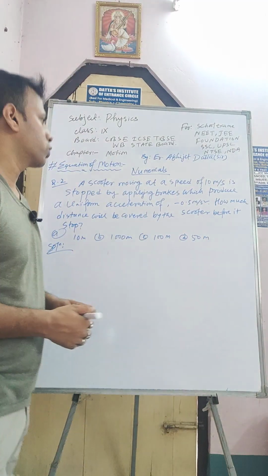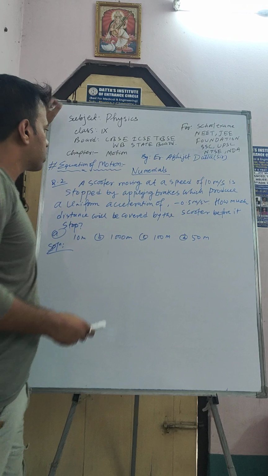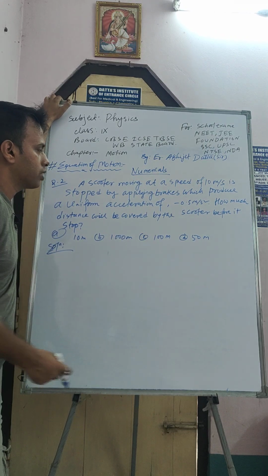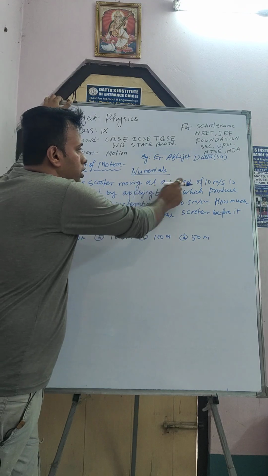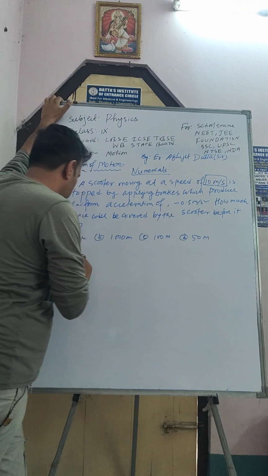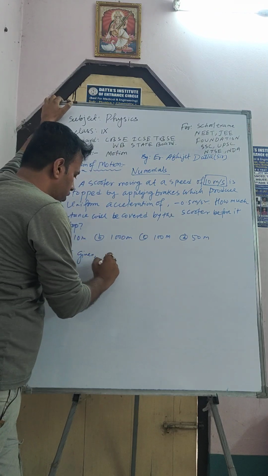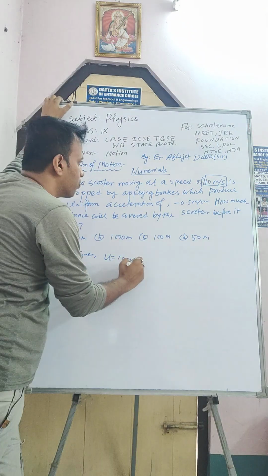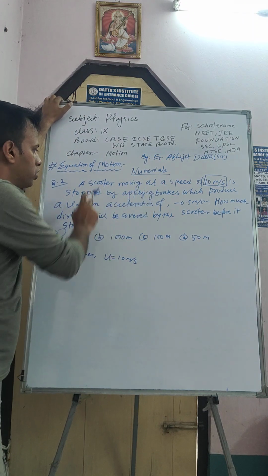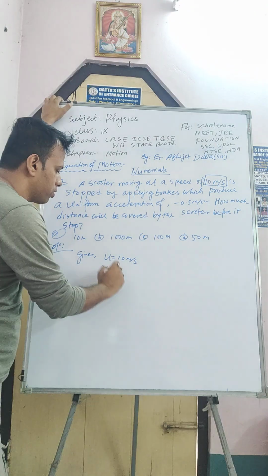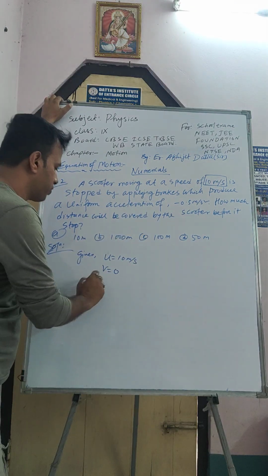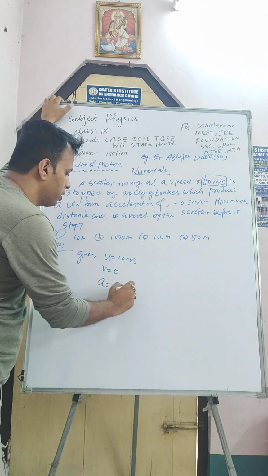So students, our next question is question number 2. A scooter moving at a speed of 10 meter per second is stopped by applying brakes. That is, a scooter is moving at a speed of 10 meter per second, and this 10 meter per second is what, sir? Initial velocity. So given initial velocity equal to 10 meter per second. It is stopped by applying brakes. Stop means final velocity is 0. Applying brakes which produce a uniform acceleration of, so what is the acceleration given again?